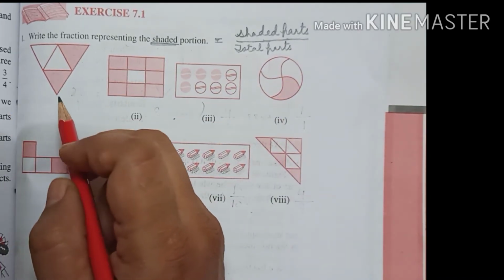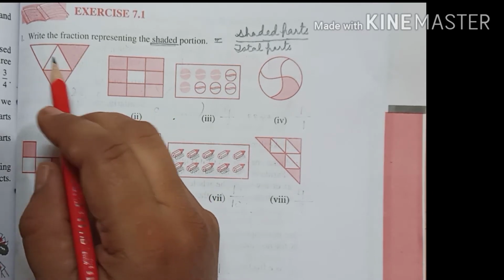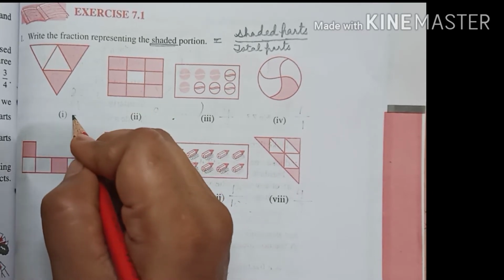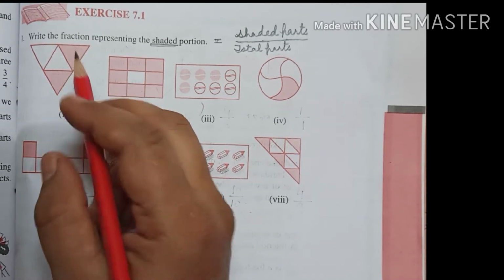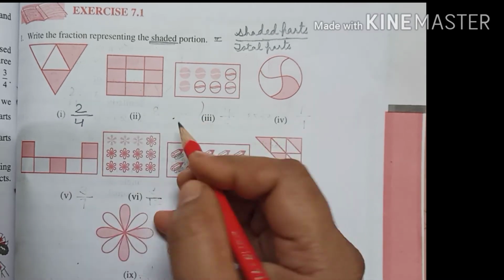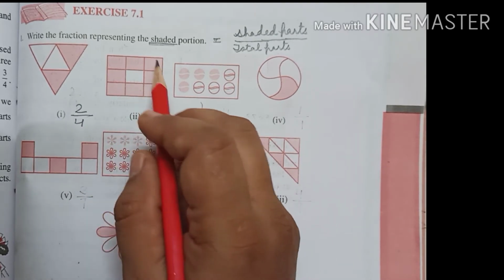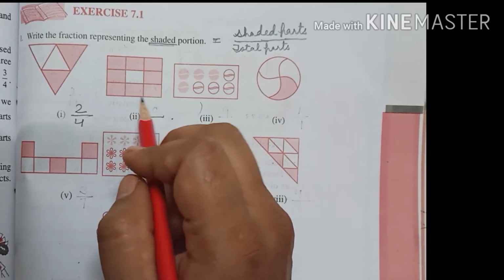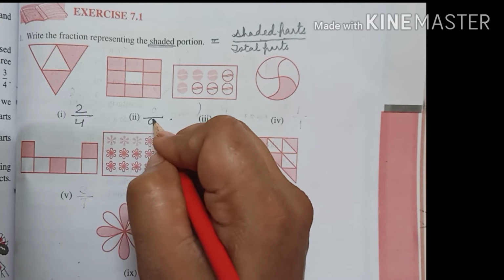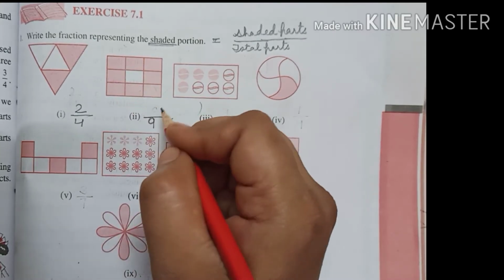In first part, this figure is divided in 4 equal parts. Total number of parts are 4 and shaded 2. In second part, given figure is divided into 9 equal parts, means total parts 9, shaded 8.